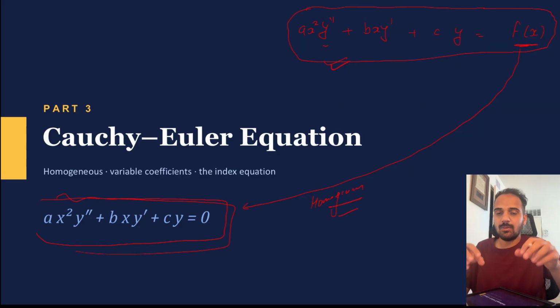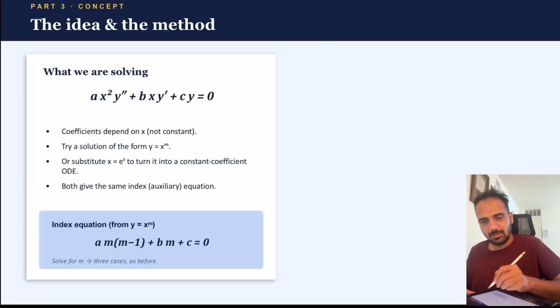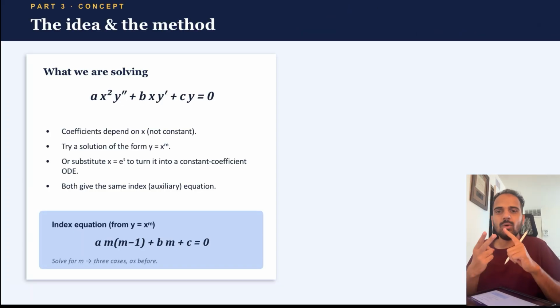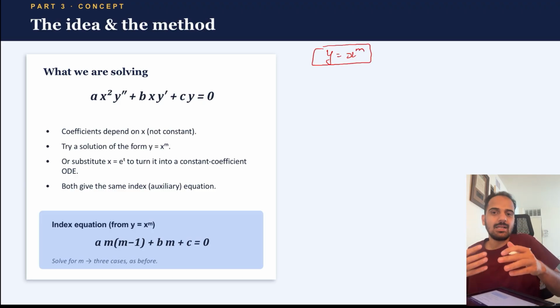In this video we'll discuss only the homogeneous Cauchy-Euler equation of the second order, and how to solve it using different methods. I'll show you an example. You have two ways of solving it. The first is assuming the solution is in the form y equals x power m, and getting our auxiliary equation.